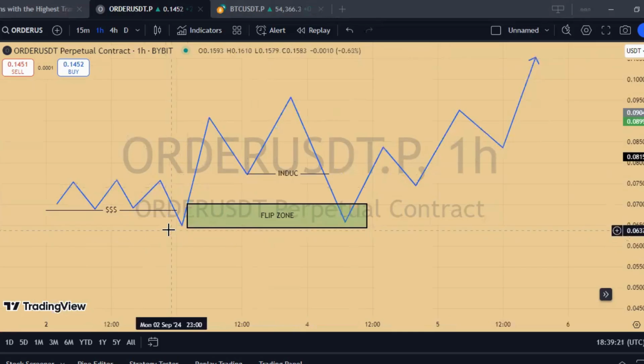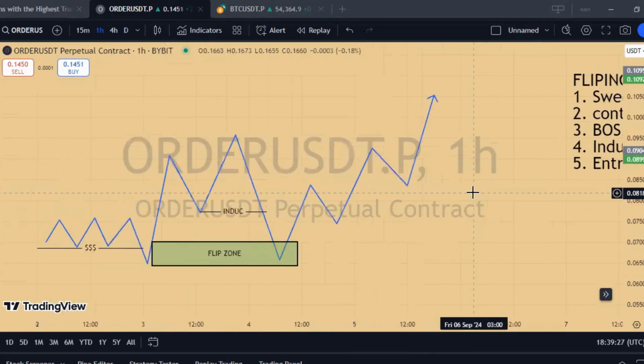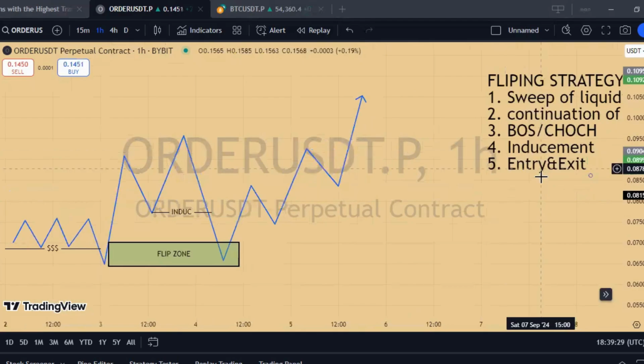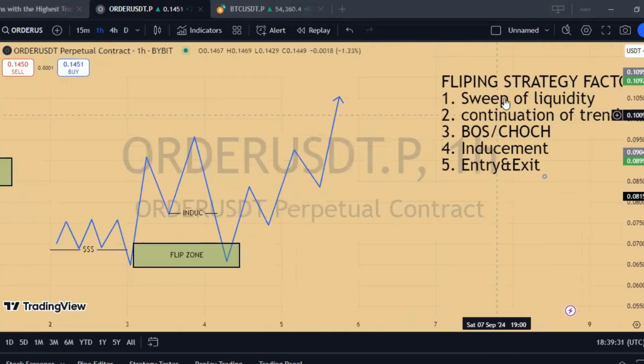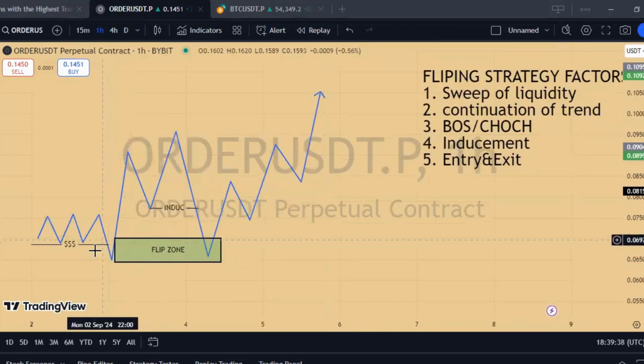So price came down there, took up the liquidity to go up, giving us this high momentum that I'm talking about. As you can see now, we are getting our sweep of liquidity. This is the sweep of liquidity I'm talking about.